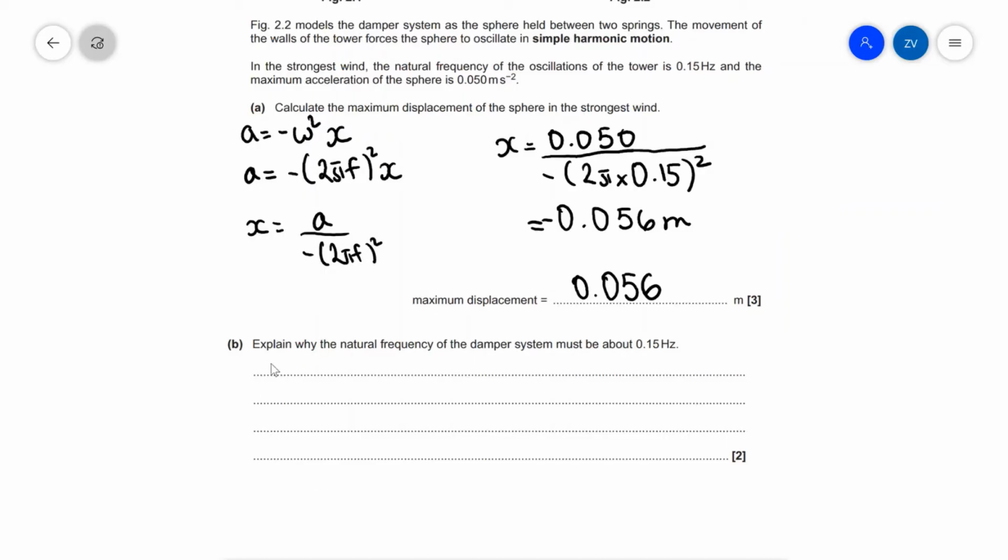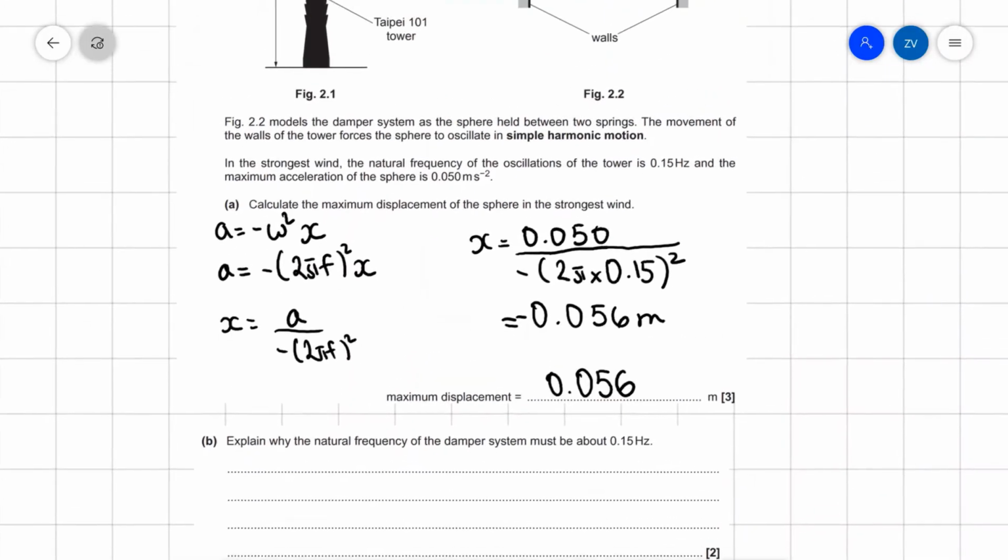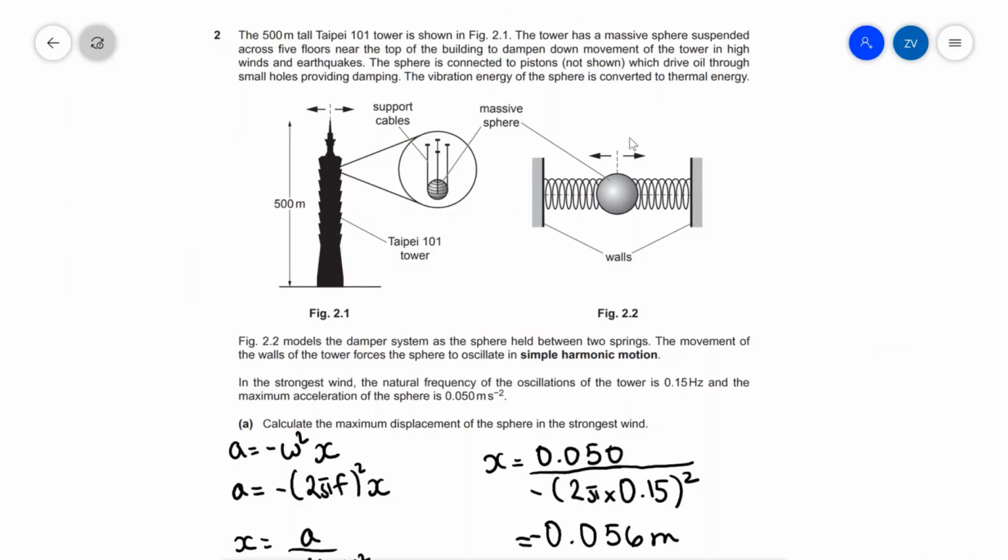Okay, part B, explain why the natural frequency of the damper system must be 0.15 Hertz. This is really interesting. Now remember, it is the tower itself which is actually moving. So this is our driver in this resonance problem. So this is moving and it's causing the forced oscillation of this sphere.